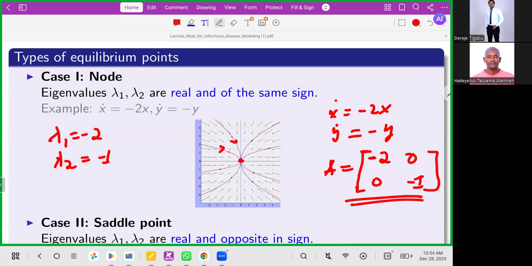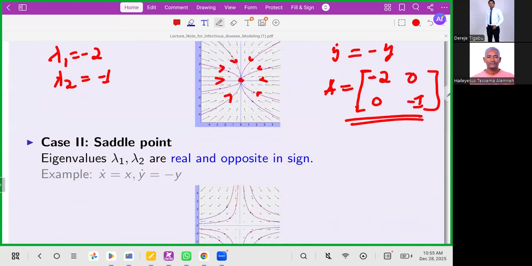Have you seen? The field is flowing to the equilibrium point. You can see it from the diagram. So this diagrammatic representation of the solution of the given dynamical system, a linear system of differential equations, is said to be the phase portrait representation. Phase portrait. This is one way of showing the phase portrait.